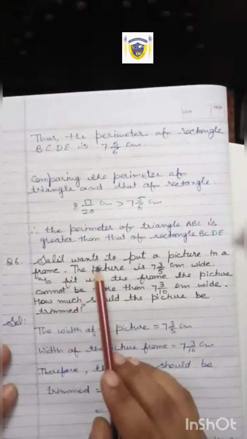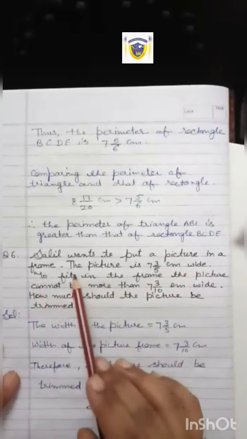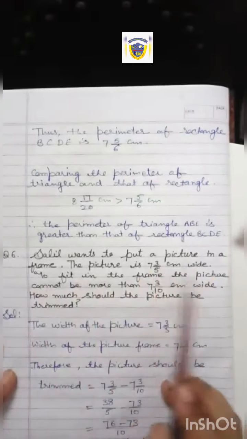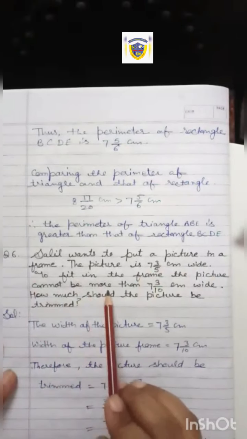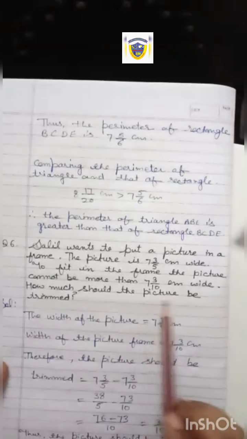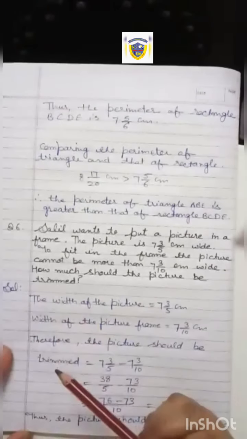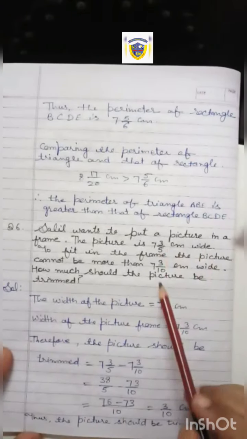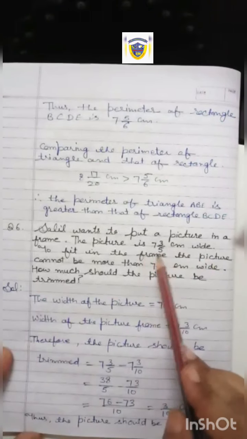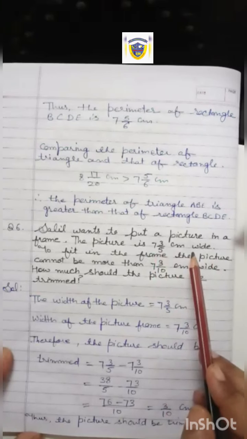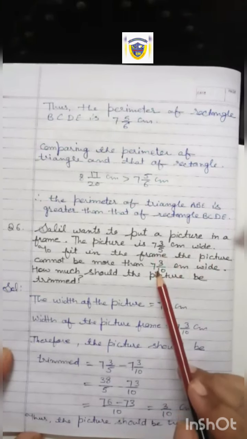Now the next question is, Salil wants to put a picture in a frame. The picture is 7 3 by 5 centimeter wide. To fit in the frame, the picture cannot be more than 7 3 by 10 centimeter wide. How much should the picture be trimmed? Here, the question is I have to fit a picture in the frame, but the width of the picture is more than the width of the frame.